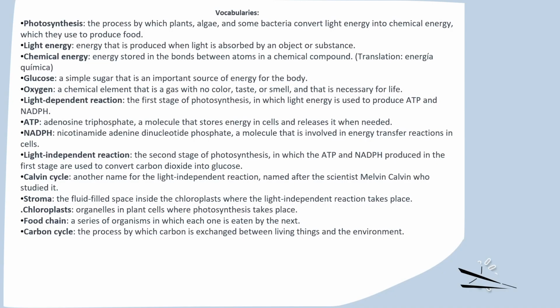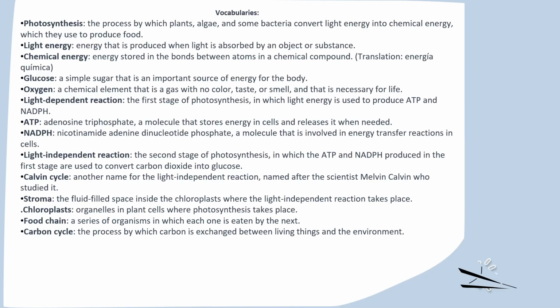Vocabularies. Photosynthesis: the process by which plants, algae, and some bacteria convert light energy into chemical energy, which they use to produce food. Light energy: energy that is produced when light is absorbed by an object or substance. Chemical energy: energy stored in the bonds between atoms in a chemical compound. Translation: energia química. Glucose: a simple sugar that is an important source of energy for the body.